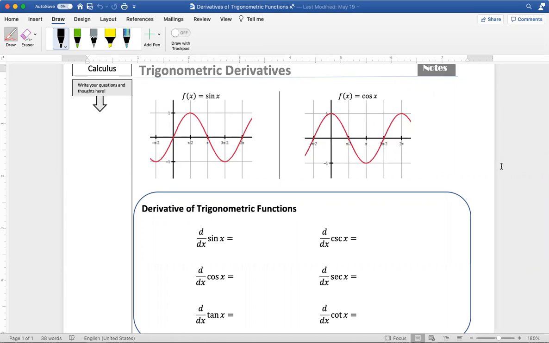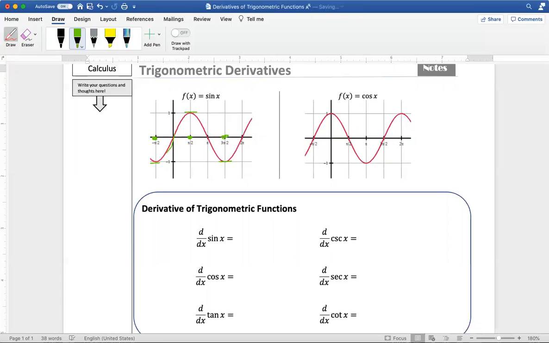Okay, let's talk about the derivatives of some trig functions. So let's start by looking at sine x. What I want you to think about is what the graph of the derivative would look like. Remember that at the tops and the bottoms, the maximums and minimums, the derivative is 0. So if I'm thinking about the graph of the derivative of this function, the tangent line is horizontal at the tops and the bottoms, so the derivative would be 0 at those places.